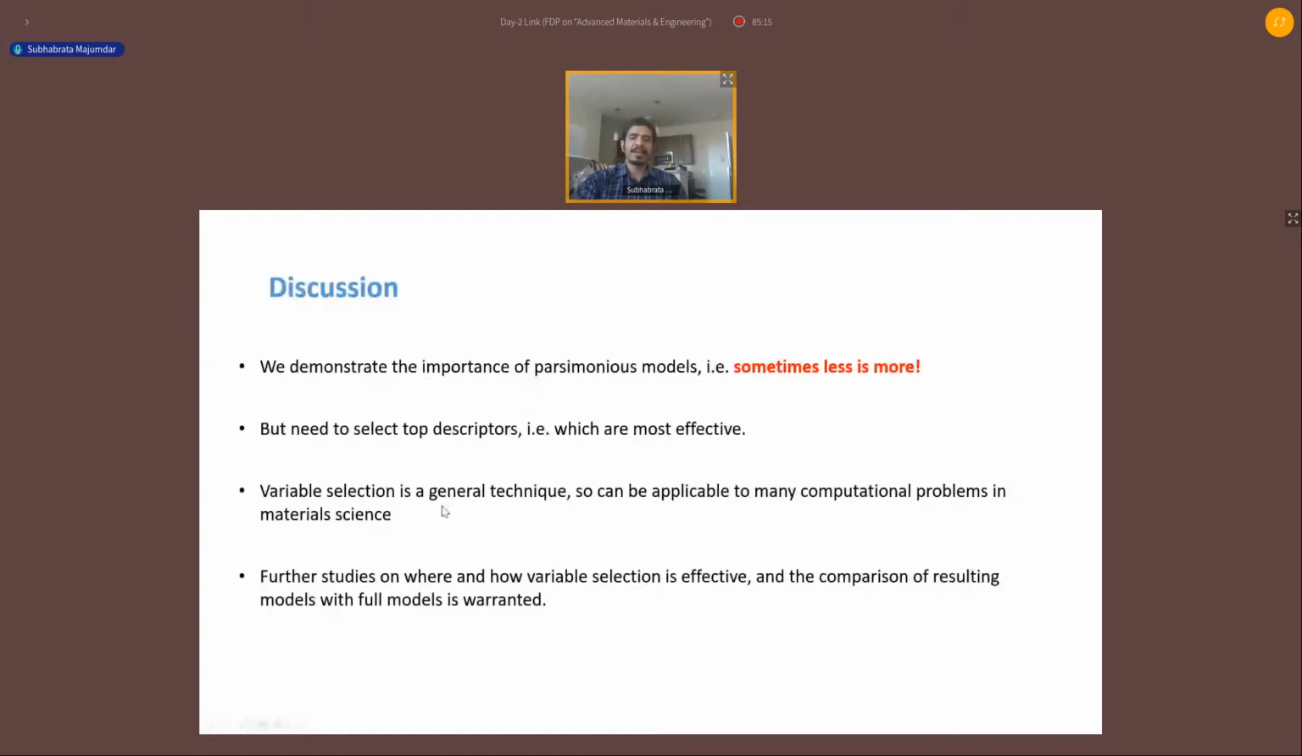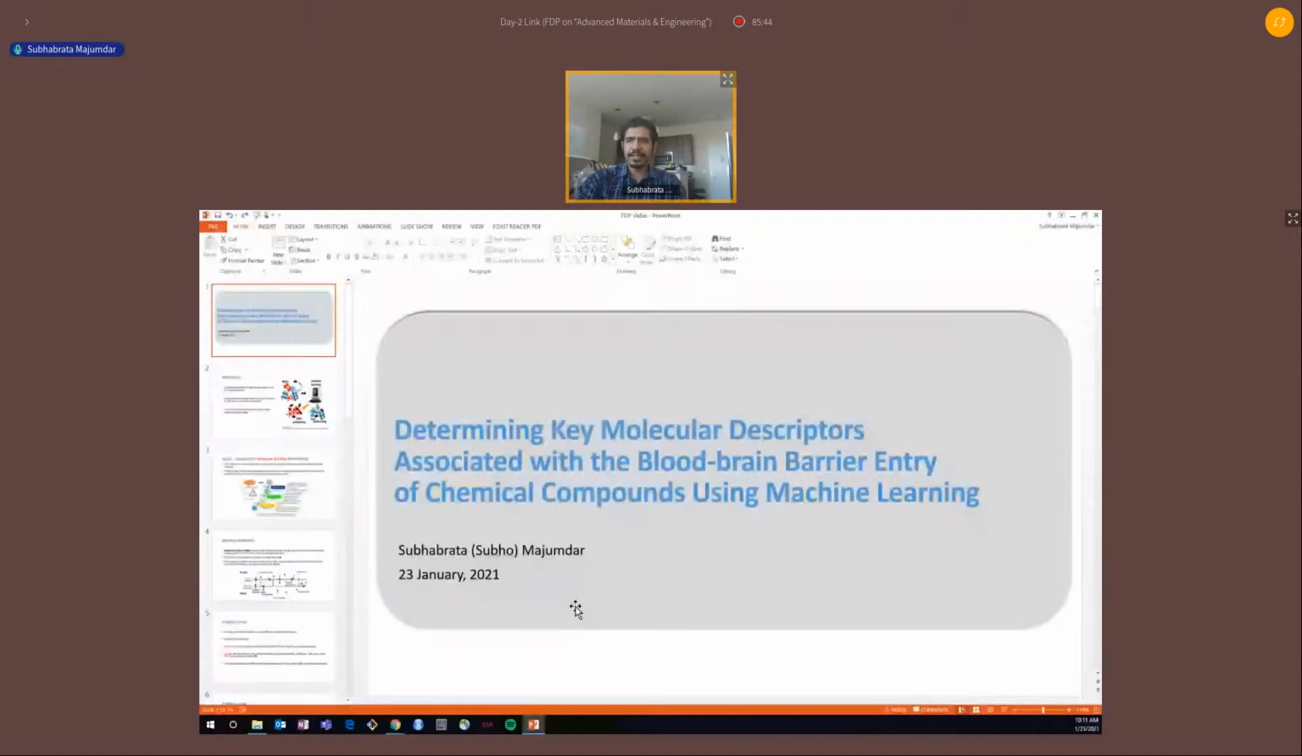So it can be applied to other problems that involve statistics or data science in material science. Also, how exactly variable selection is effective, in what contexts, in what kind of problems, and how the resulting models compare with full models in terms of things like applicability domain and others, that's also needed. So with that, I'll finish.